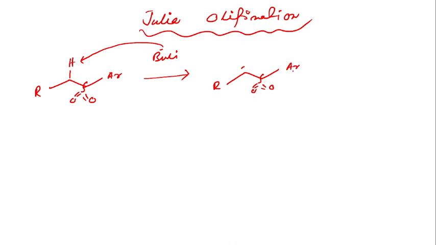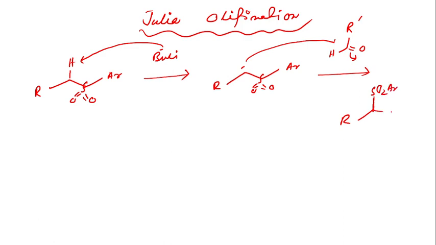This is Ar. Then what will happen? Now if I treat with an aldehyde, double bond O, R, let's say it is R dash H, this carbanion is going to attack here and this will be O minus. So what am I getting? R, now I just write SO2Ar, here this C, O minus, H, R dash.